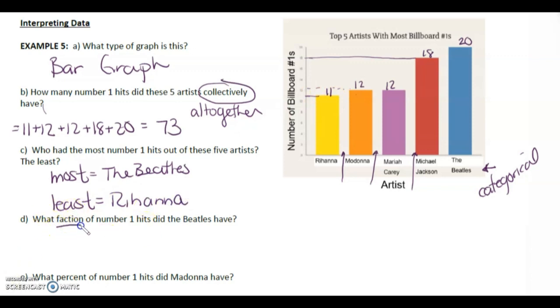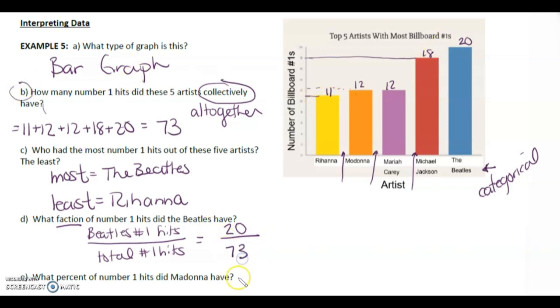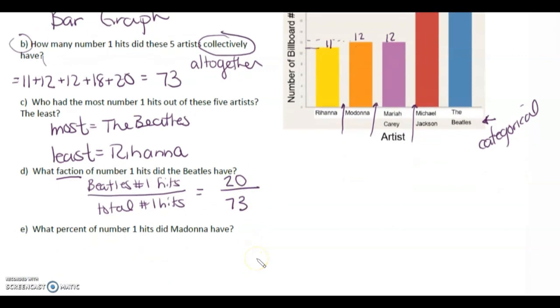Okay, what fraction of #1 hits did the Beatles have? So when we're thinking of a fraction, we're thinking of Beatles #1 hits divided by total #1 hits. The Beatles have 20, but the total, which we already found out in B, is 73. So the fraction of total hits that the Beatles had was 20 out of a total of 73 for these 5 artists.